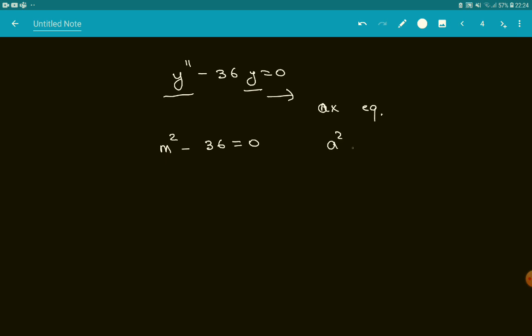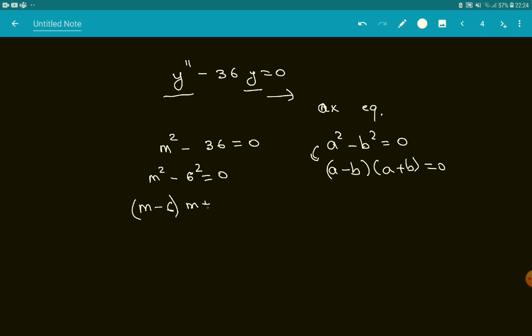We have a square negative b square is equal to 0, so a negative b times a positive b is equal to 0. From here I write m square negative 6 square is equal to 0, so m negative 6 times m positive 6 is equal to 0, so m is equal to 6 and m is equal to negative 6. Looking at this question by the roots, we don't need to know the discriminant, but we definitely know that it is bigger than 0 because it has two real roots which are not equal to each other. So it is case 1.